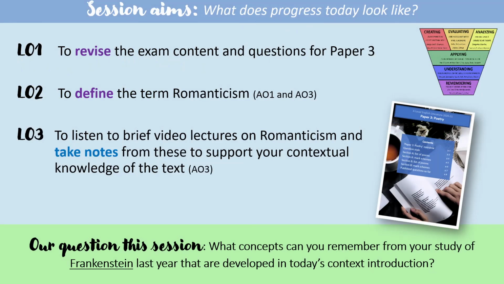So our plan today is to look at the content and questions for paper 3 and get an idea about the types of style of question that we're going to be asked. We're then going to look at definitions for the term Romanticism, focusing particularly on the context around the movement. And there's going to be a few brief videos that I'd like you to take notes on that will support your contextual knowledge.